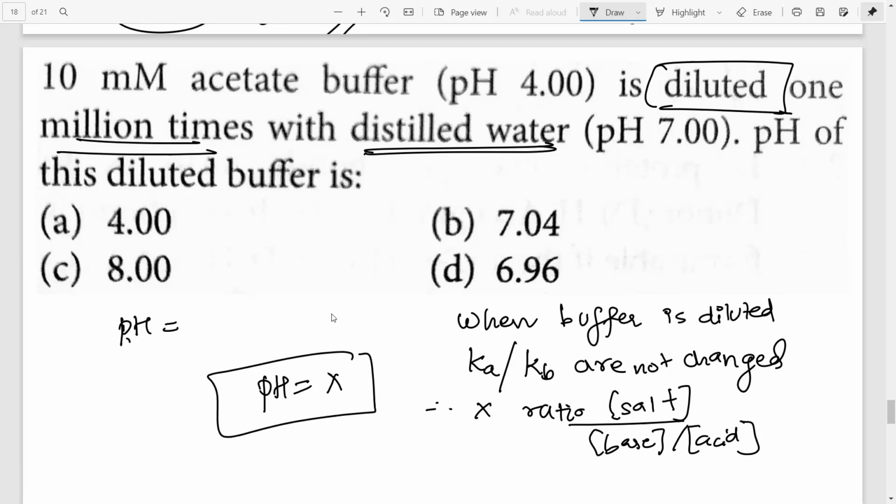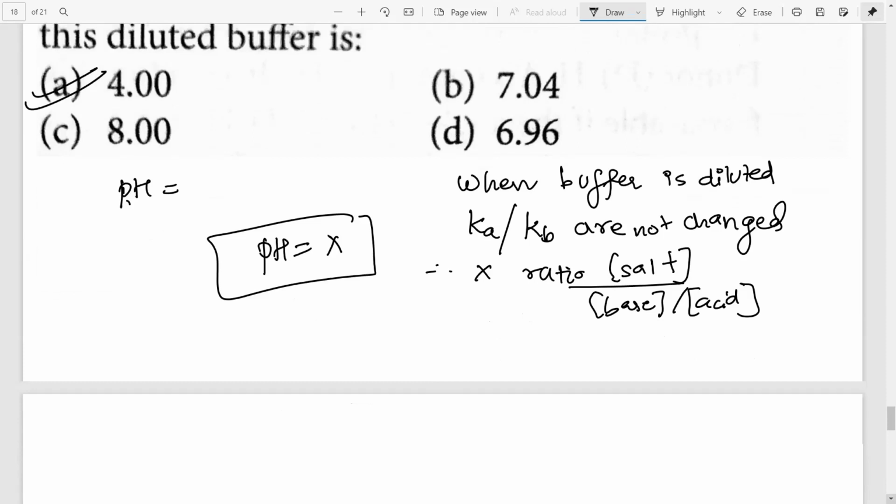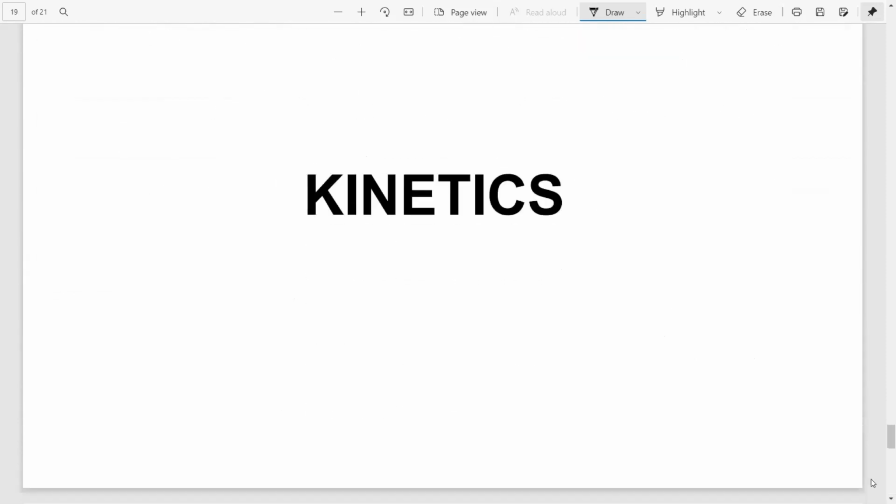So remember this very clearly, that even if you dilute a buffer, there is no change in the pH of the solution. Initially, how much did they give you as the pH of the buffer? 4. So that's going to remain even now. The pH of the buffer will still remain 4, even if it is diluted. So with this, we come to the end of this section based on pH and pOH, and the Henderson-Hasselbalch equation to calculate pH of a buffer.